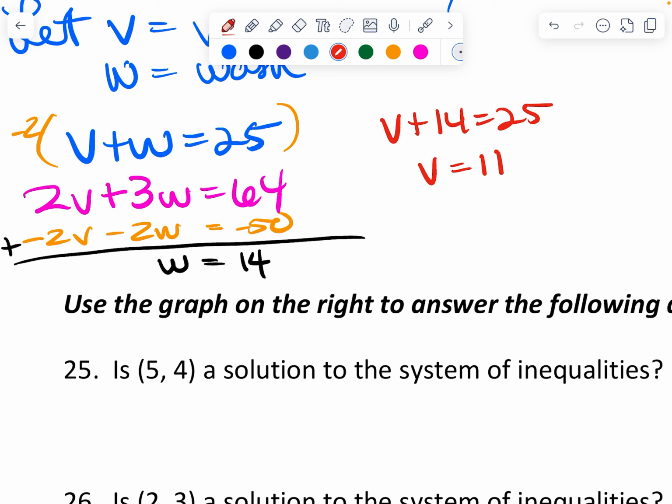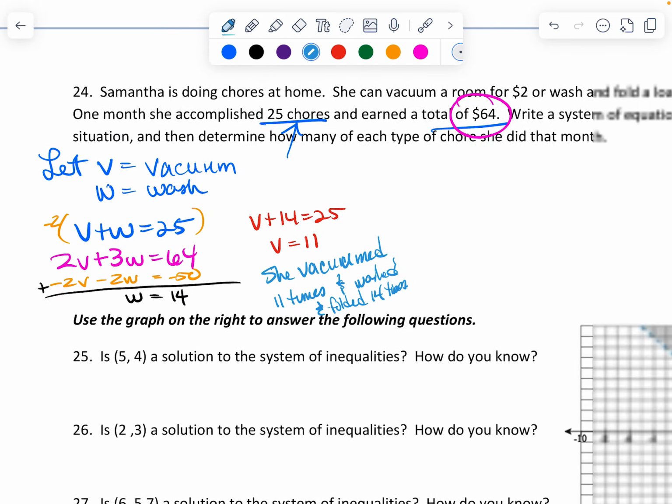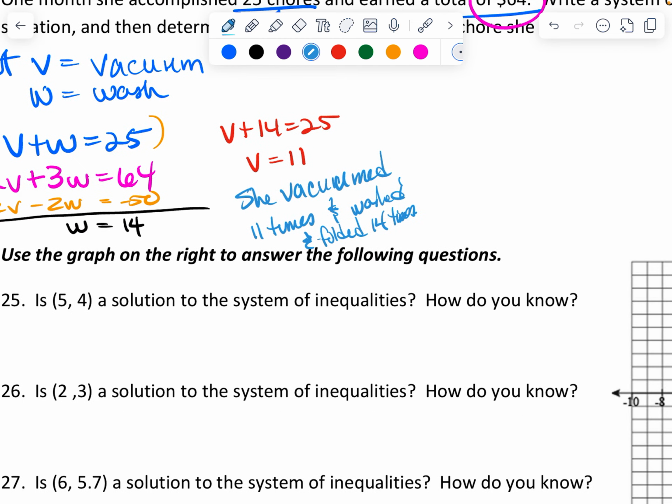So that's not what I was trying to do. She vacuumed 11 times and washed and folded 14 times. And why I made it so tiny, I don't know.